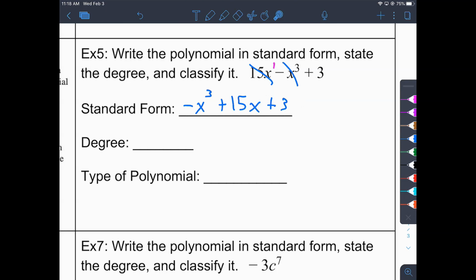So what is the overall degree? Well, it's the one that's the largest. In this case, it is a 3. What's the type of polynomial? Is it a monomial, only one term? No, it has 1, 2, 3 terms. So that would make it a trinomial.